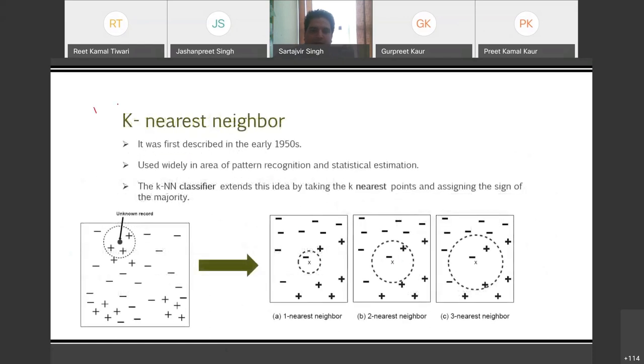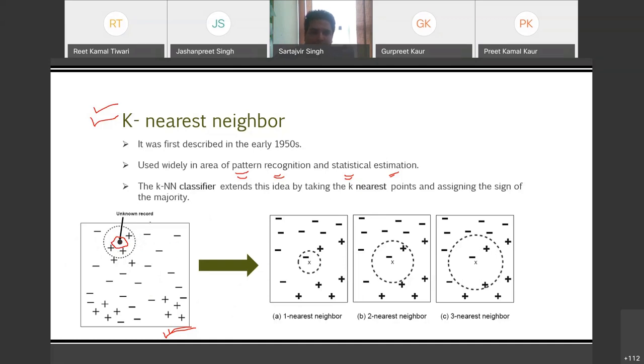One method of supervised learning is KNN, and it is widely used for pattern recognition and statistical estimation. Here I will give you this example. There is one pixel, and we have to find the actual record of this data point. Does it belong to positive or negative? Because there are only two classes, we have to identify which sign this unknown record belongs to.